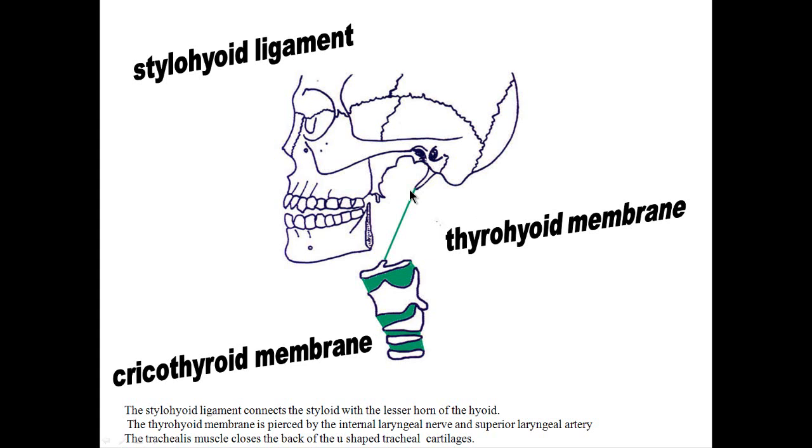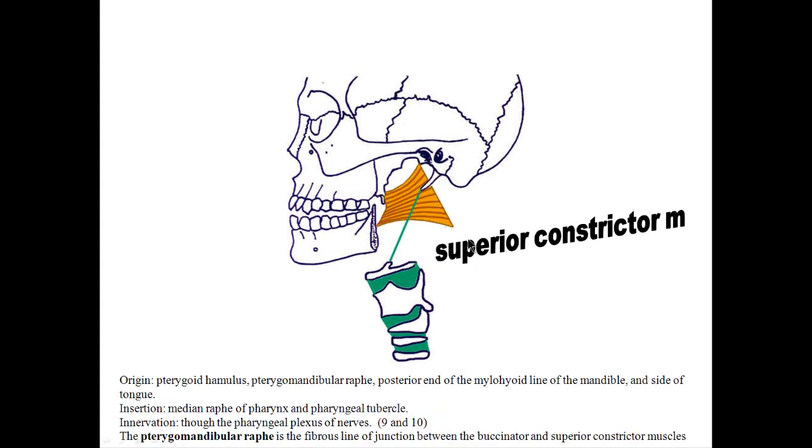All right, in green we've thrown in a stylohyoid ligament. You can see it going right here from styloid to lesser horn of hyoid. A thyrohyoid membrane, which is pierced by many structures that feed and go into the larynx. And then there's a cricothyroid membrane, which is actually a point of entry when you do a tracheotomy or a cricothyroidotomy. So that's the framework. Let's start adding some muscles.